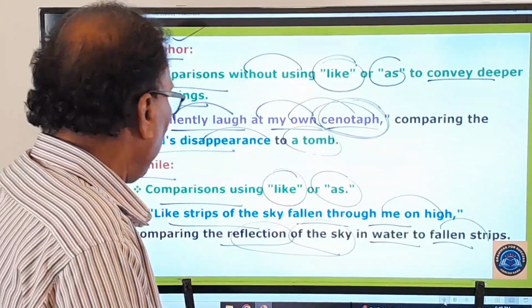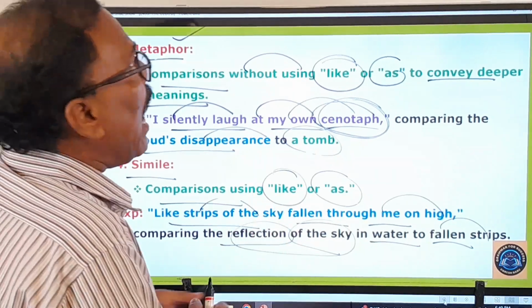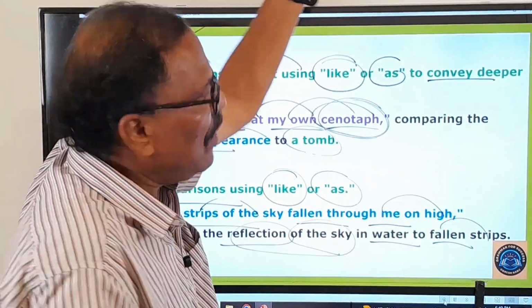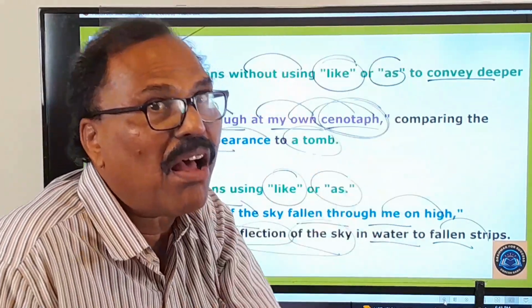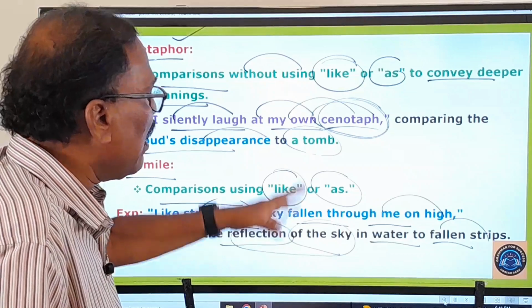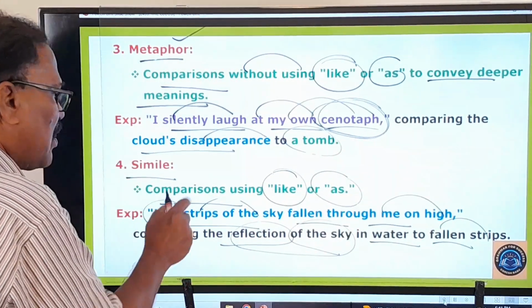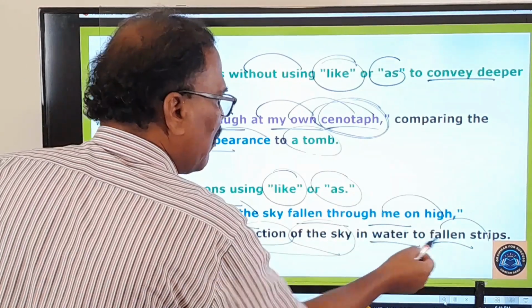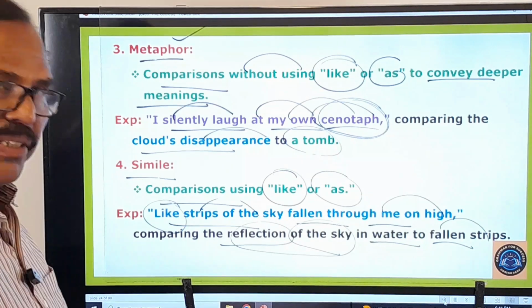So that's why, here this is a comparison, like strips of the sky. It looks as though the strips of the sky have fallen on the still water. Akasha mukkalai kinda padinattuga. Like strips of the sky fallen through me on high. So in that way 'like' is used. It's a direct simile, comparing the reflection of the sky in water to fallen strips. Okay, and now let's move on to other literary devices.